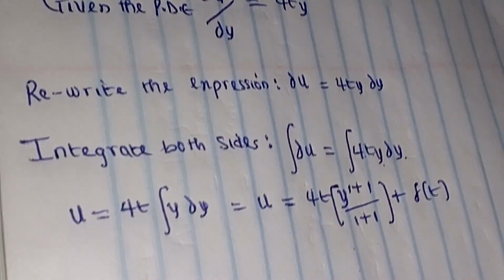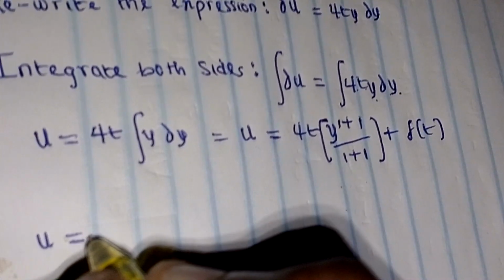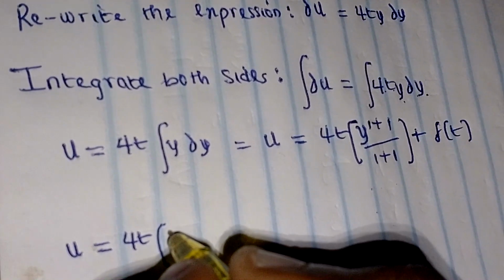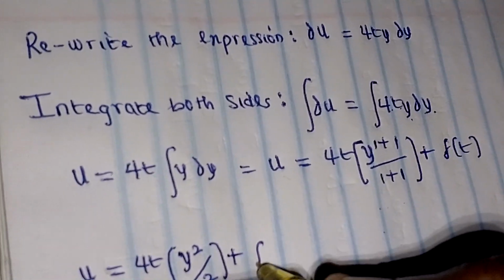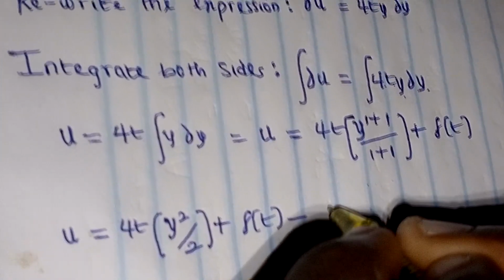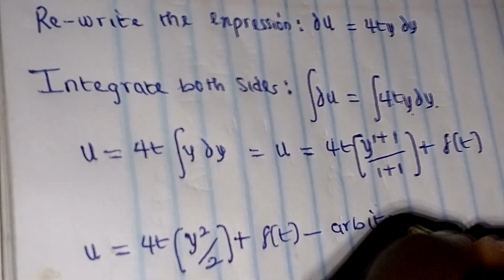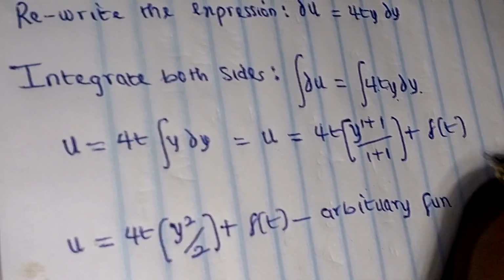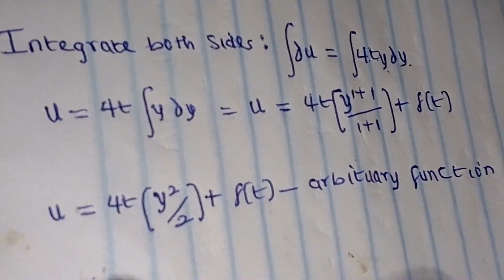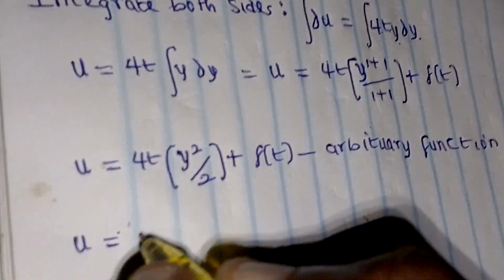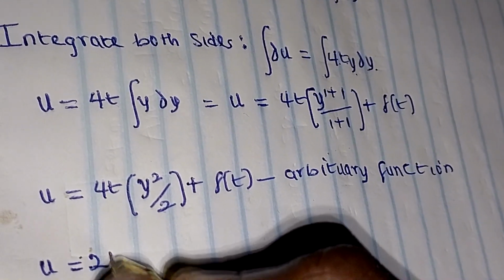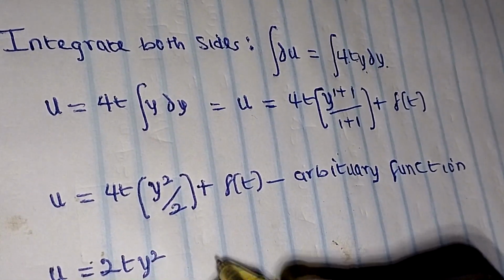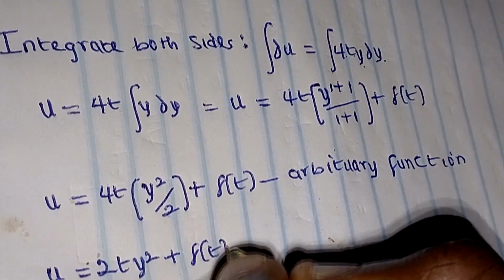So here I now have u equals 4t, y raised to power 1 plus 1, that's what? y raised to power 2 over 2, plus f of t. So f of t is my what? My arbitrary function. So u equals, 2 goes in 4, I'm trying to divide here. 2 goes in 4, 2, right? 2t, and I have my y squared, because a bracket means multiplication, plus f of t. So as simple as that.